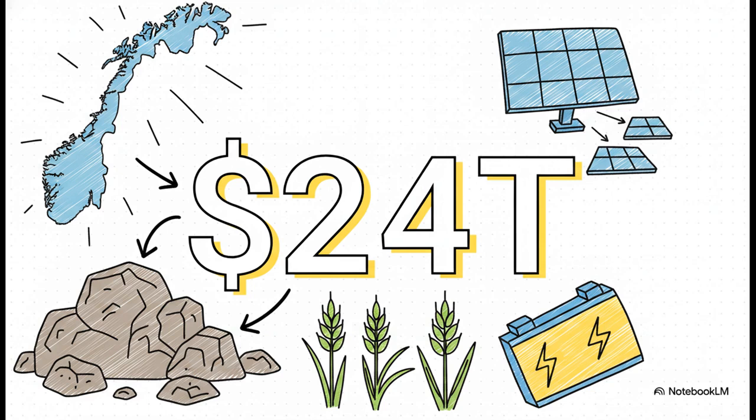Take Norway. Geologists there recently discovered 70 billion tons of underground phosphate rock. Now, if you don't know, this is a highly critical rare mineral used to make the fertilizer that literally feeds the entire world. Plus, it's used in electric car batteries and solar panels. The estimated value of this find? A staggering $24 trillion. To put that into perspective, that is roughly equivalent to the entire remaining oil wealth of Saudi Arabia. Just an absolute game changer.